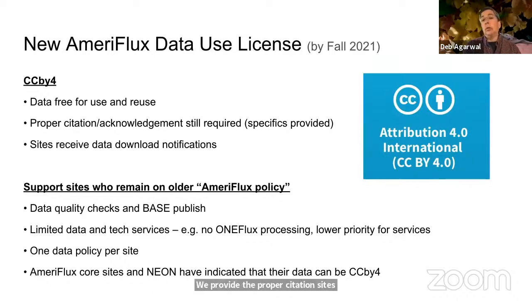Sites still receive data download notifications. One of the big things that moving to CC BY 4 will give the user community is that more publishers will accept that this is a valid repository for the data that you're citing. The publishers more and more are moving to that. They expect the data to be CC BY 4 or CC0. This will move the data towards CC BY 4.